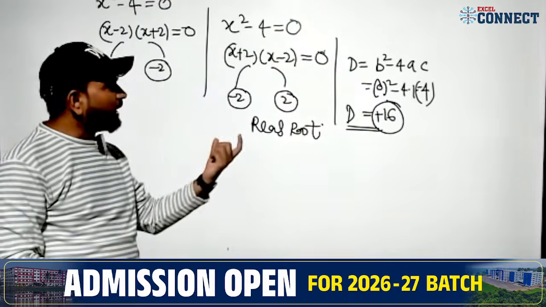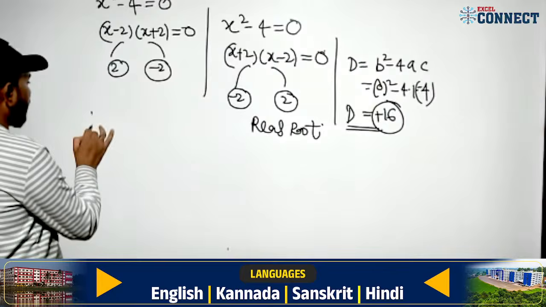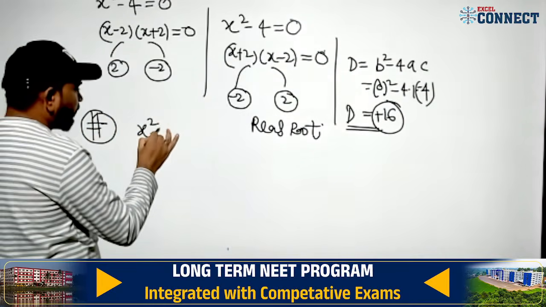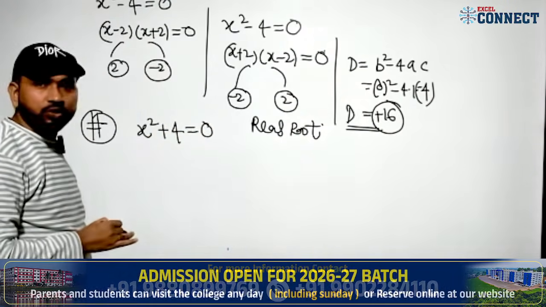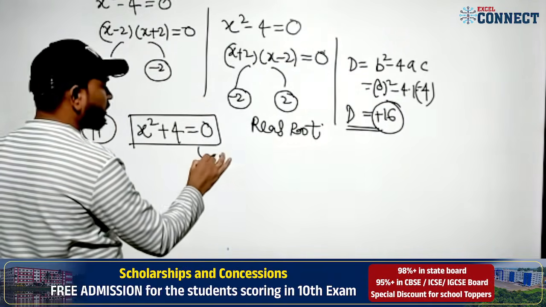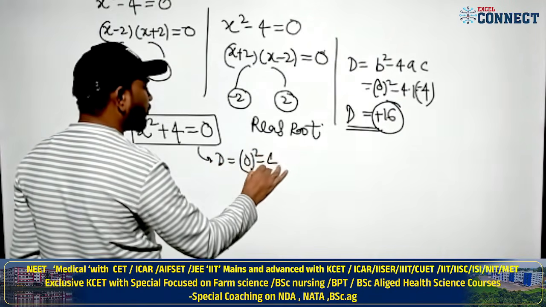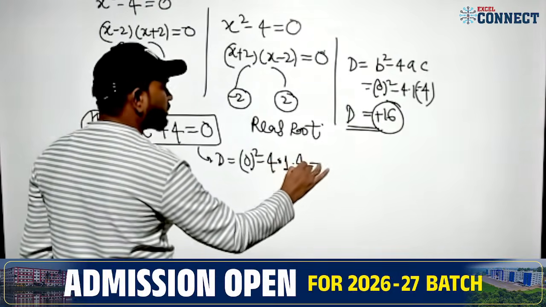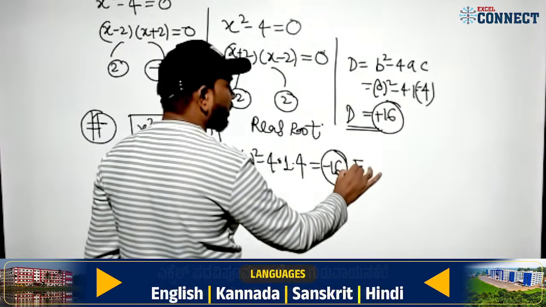But if we solve this type of equation, then sometimes a problem comes, like this. See this problem: x square plus 4 is equal to 0. You know this equation. If you check the discriminant D, it is b square, where b is 0, minus 4 into 1 into c, where c is 4. So this is minus 16. Minus 16 means the roots are what?